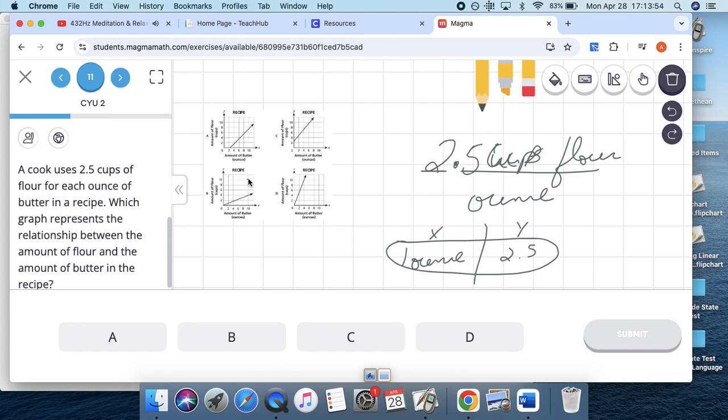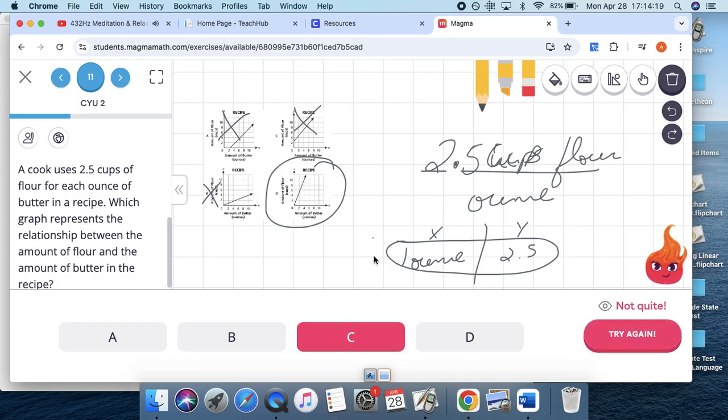Well, it's not this guy. That's gone. Definitely not this guy. This one is not it, because that says 0 ounces. You already have 2.5 of flour. That doesn't make any sense. So the only one that's left is here. And if you look at 1, right, at 1, it looks like you use 2.5 ounces of flour. So the answer is C. Sorry, D.